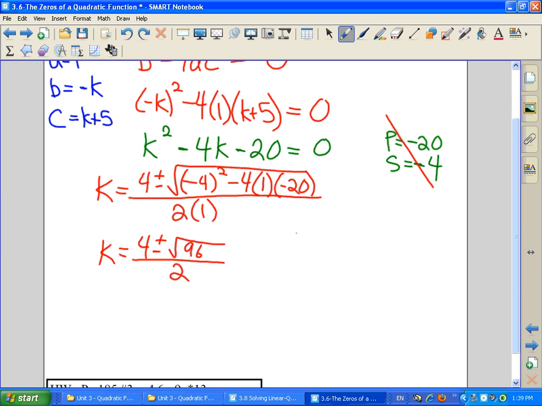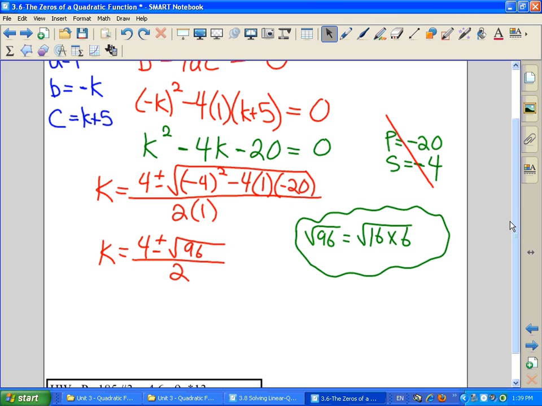So over in the margin here, root 96 equals, what's the biggest root that can go in there? 16 times 6. So we're going to bring, just remember guys, we're going to bring the square root of 16 out. Square root of 16 is 4, and we're left with root 6. Okay, so let's plug that in here. So we have k equals 4 plus or minus 4 root 6 and divide by 2.